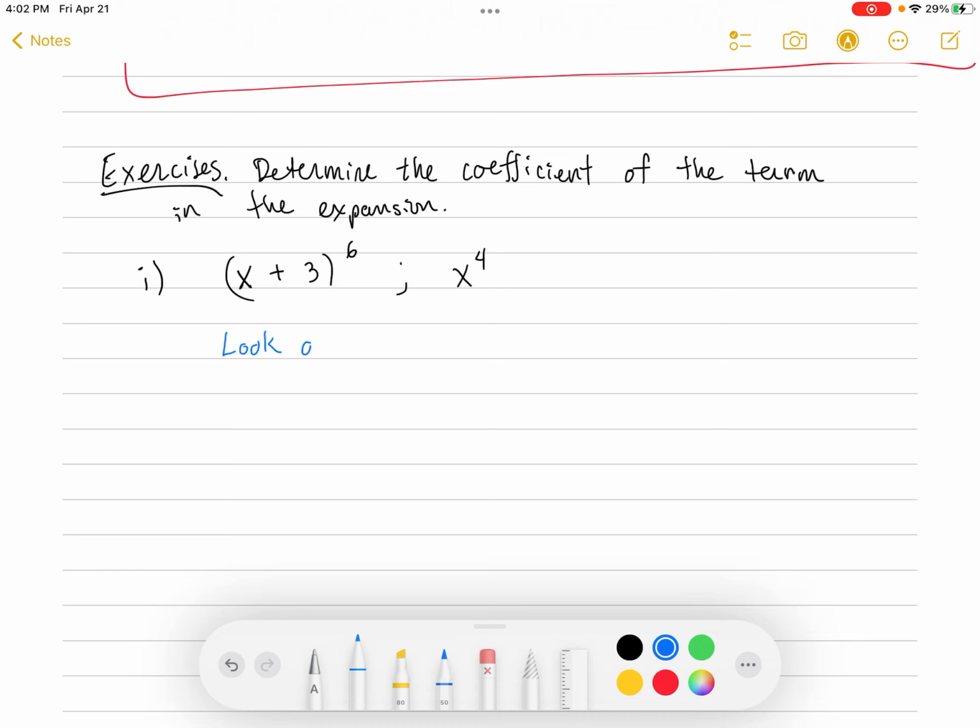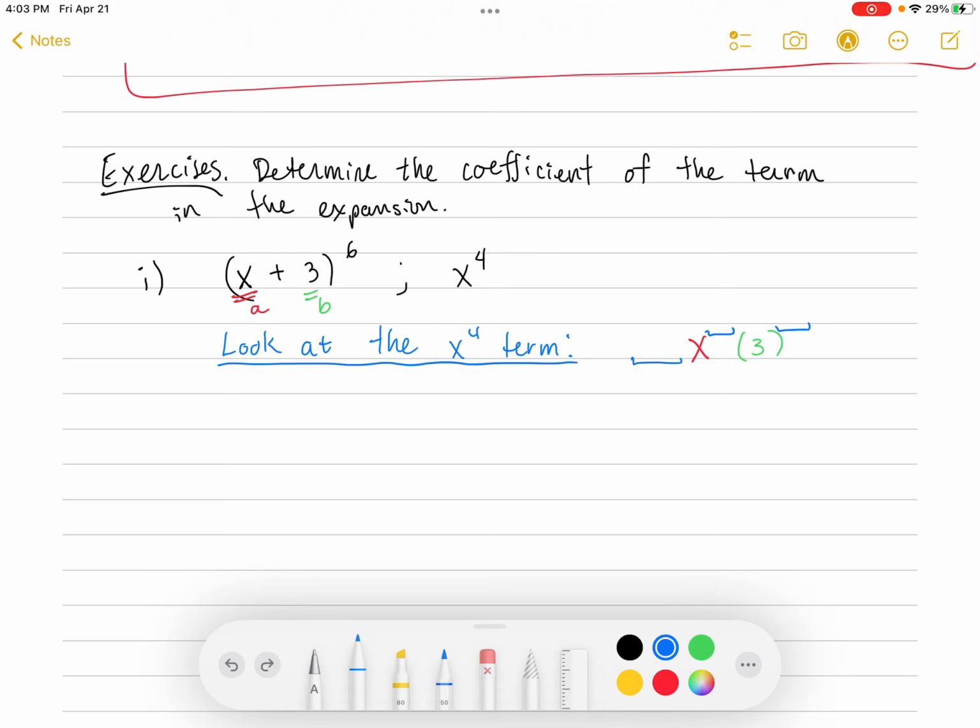X to the 4th. So what I'm going to do, I'm going to look at the x to the 4th term. So this guy's going to be my A, this guy's going to be my B. So I'm going to have A, and it's going to be raised to some power. And I'm going to have my B, which is going to be 3 raised to some power, and we're going to have a binomial coefficient for it.